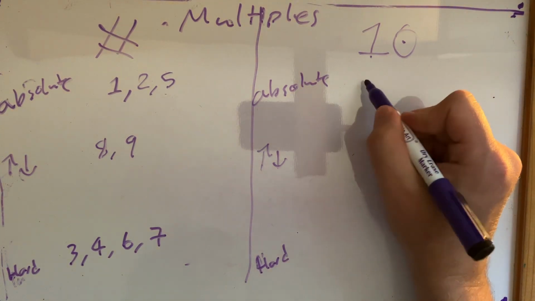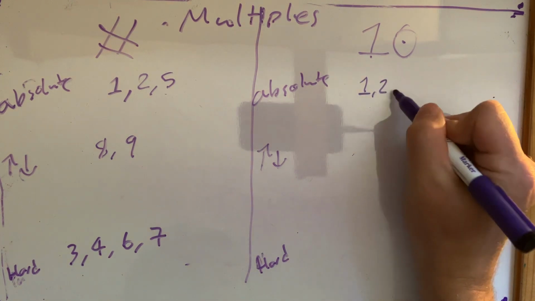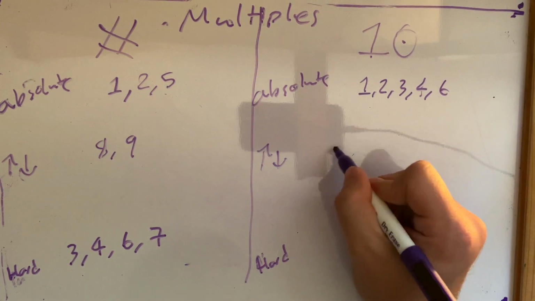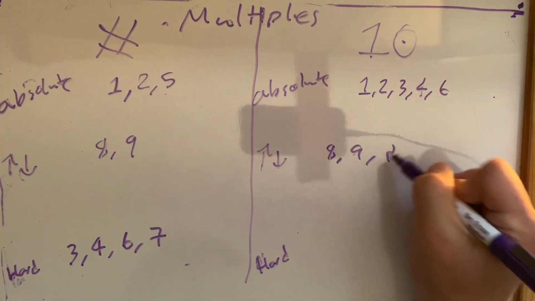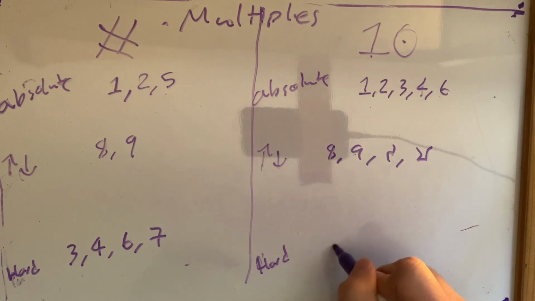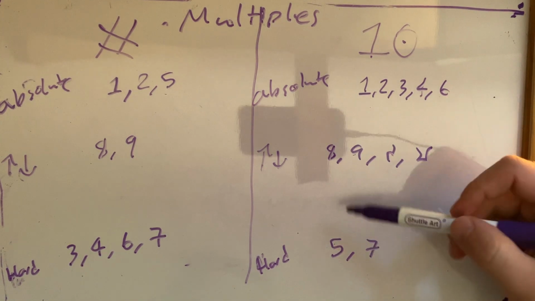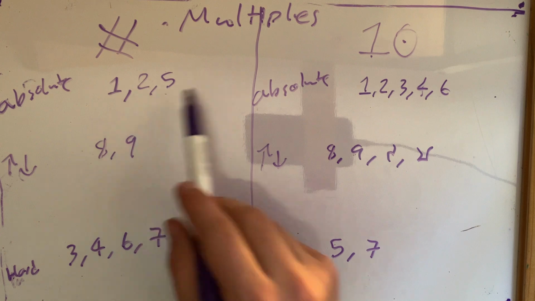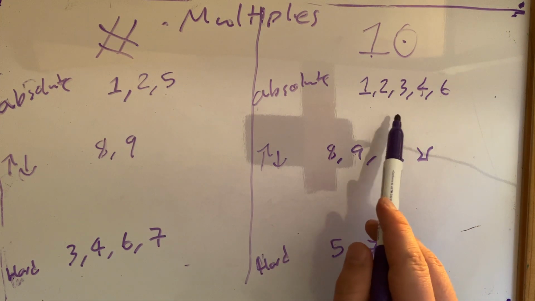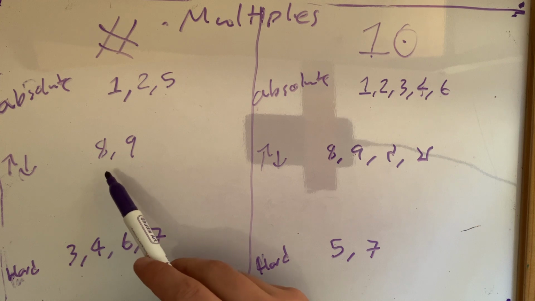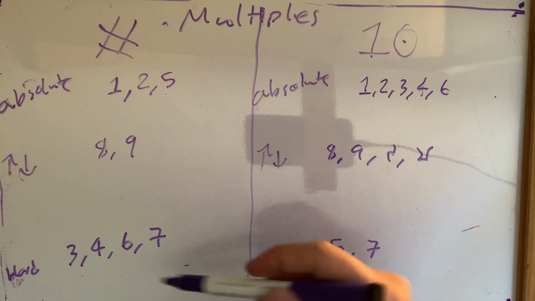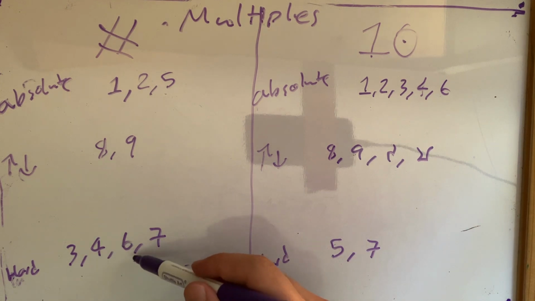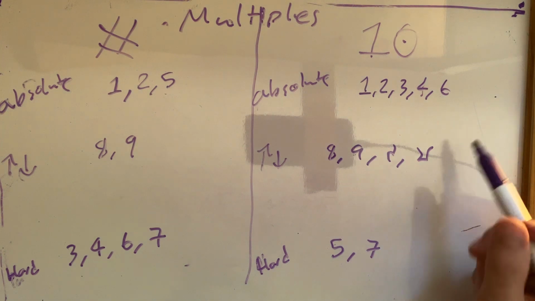Okay, so absolute patterns in base 12. 1, 2, 3, 4, and 6. Up-down patterns, 8, 9, 10, 11. Hard patterns, 5 and 7. And as I showed you, you don't have to actually memorize these. Look at the comparison. Only 3 absolute patterns in base 10. Base 12, you have 5. Only 2 up-down patterns in base 12. In base 10, you have 4. You have 4 hard patterns in base 10 and 2 hard patterns in base 12.